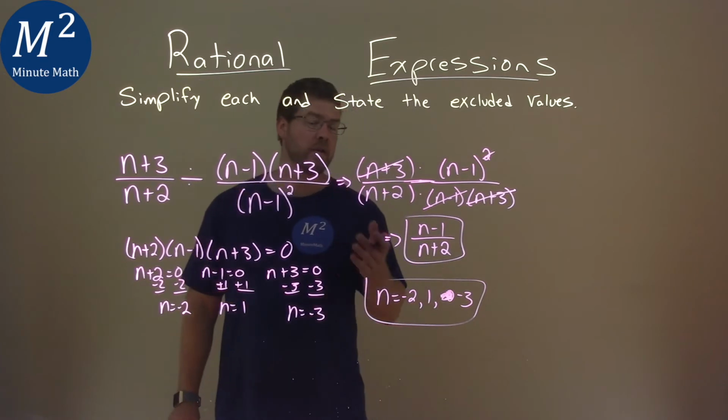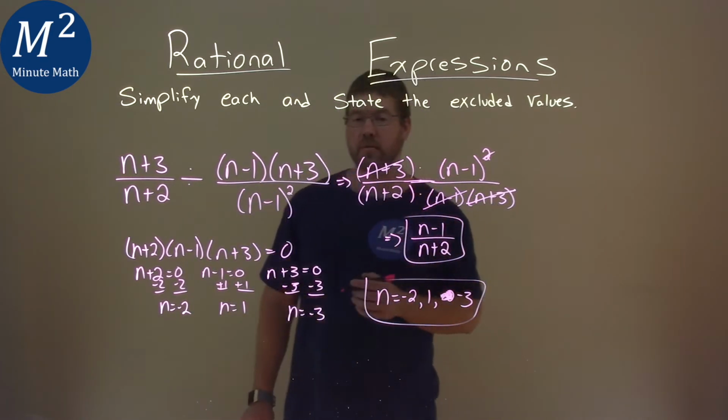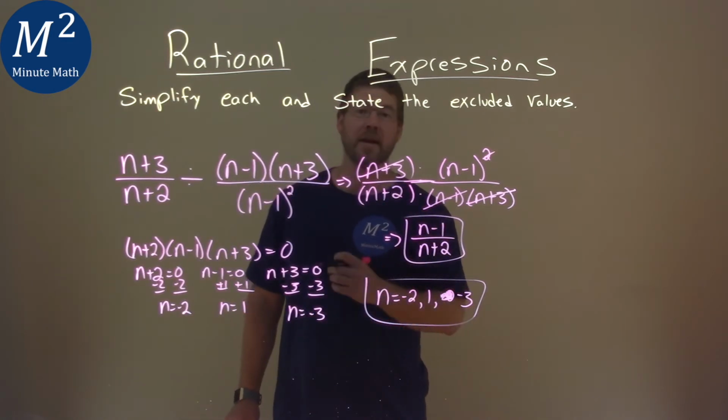And so our final answer here is a simplified expression, n minus 1 over n plus 2, and our excluded values are negative 2, positive 1, and negative 3.